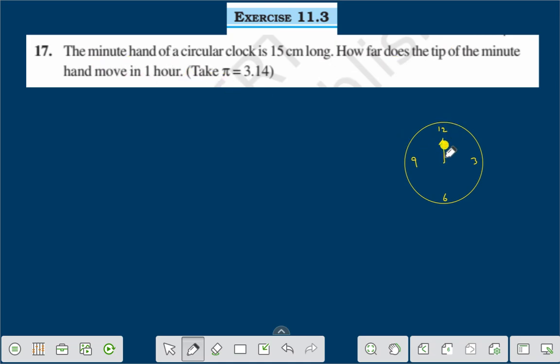See, this is a minute hand. That means in 1 hour it will move from here to here. That means 360 degrees, right? Because this is a minute hand, in 1 hour it will move 360 degrees, right?